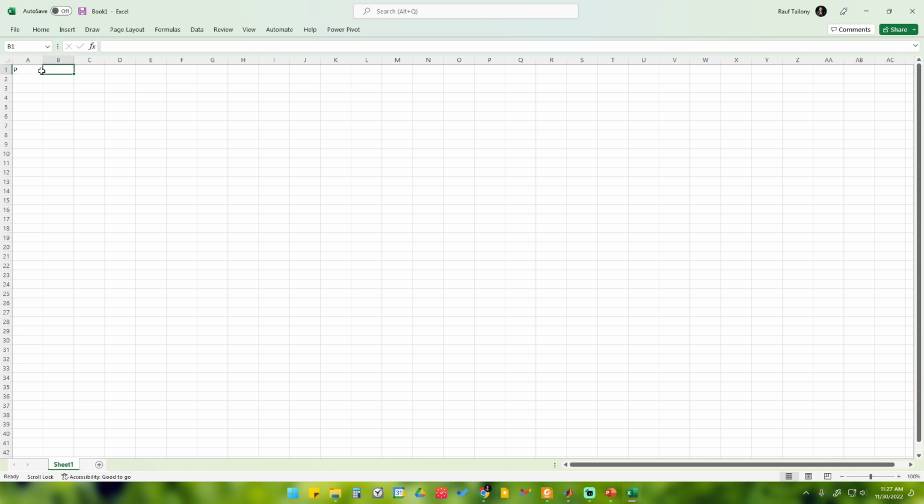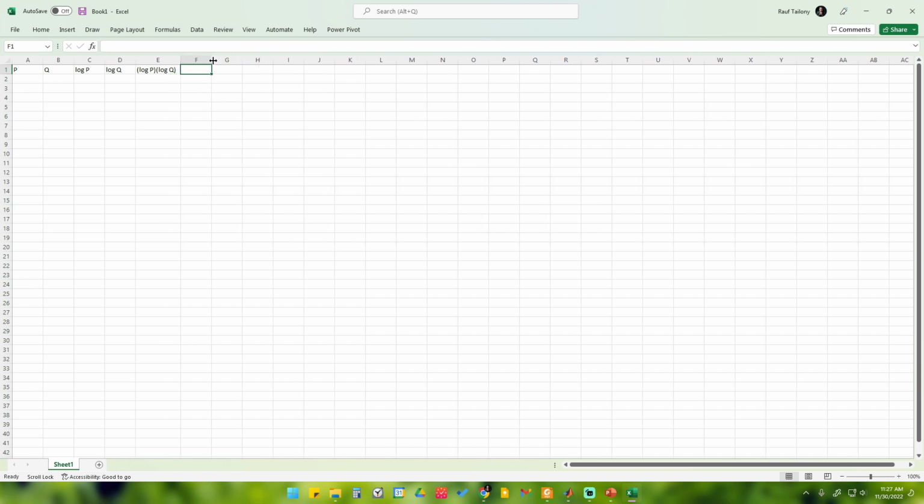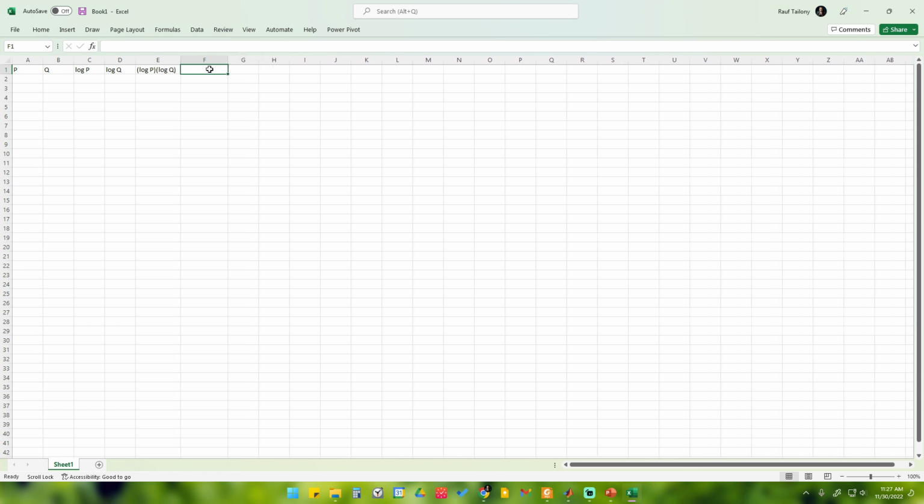So here we have P, then we have Q, then we have log of P, then we have the log of Q, then we have log P multiplied by log Q. Then we have, of course, if you think there's not enough space, you can slide that column to make it aesthetically beautiful.